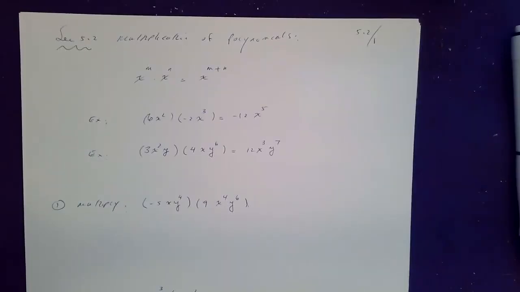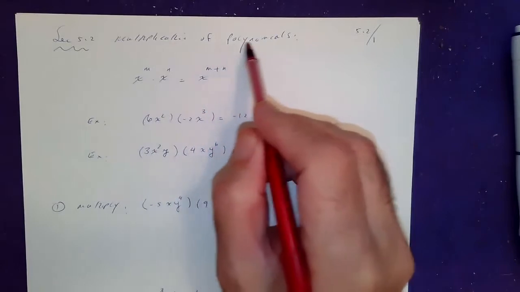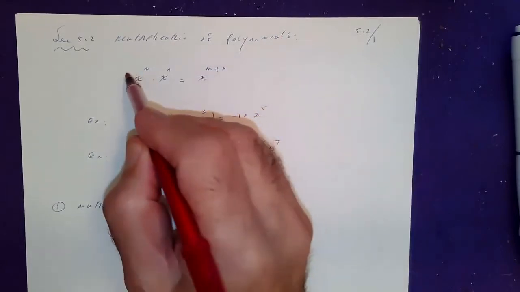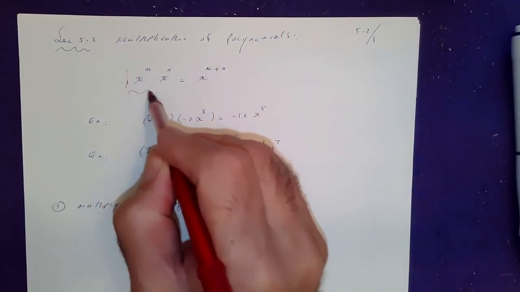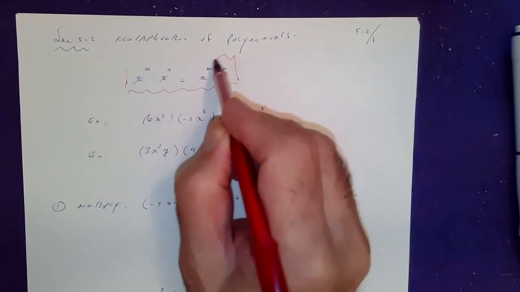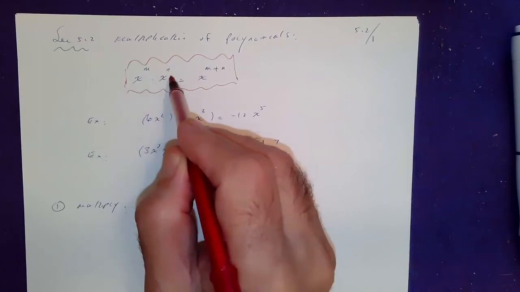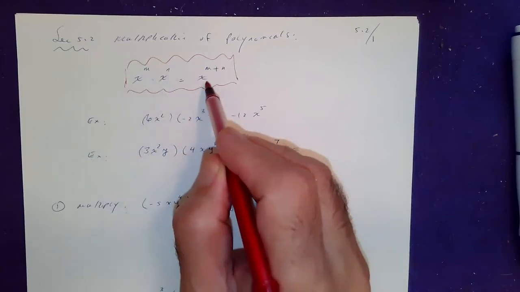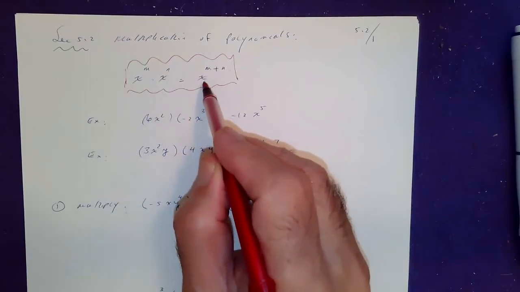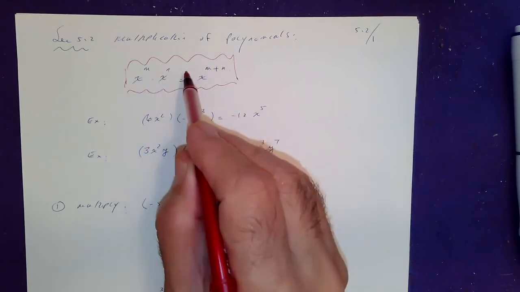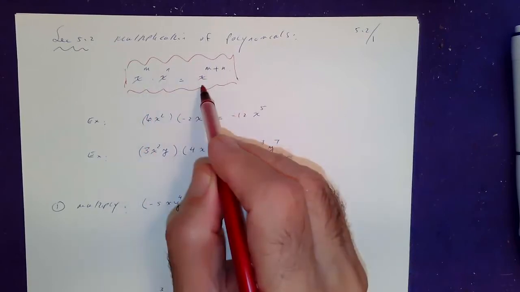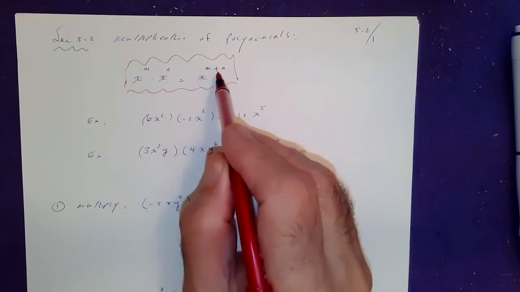Section 5.2, multiplication of polynomials. Remember the rule of multiplying two exponents, provided you have the same letter or same numbers but different powers. Then the answer would be x to the power of m plus n. In other words, you would put one of the x's down and you would just add the numbers.